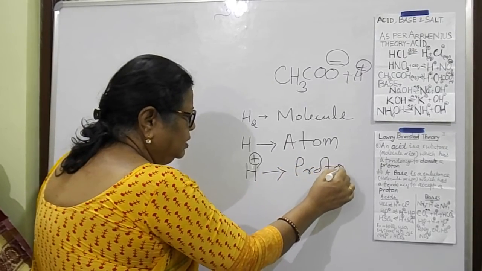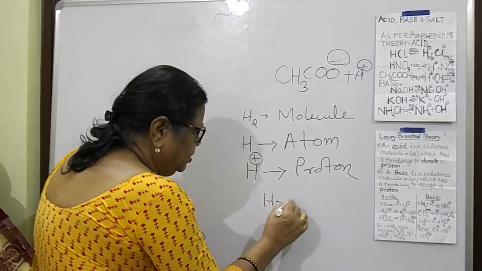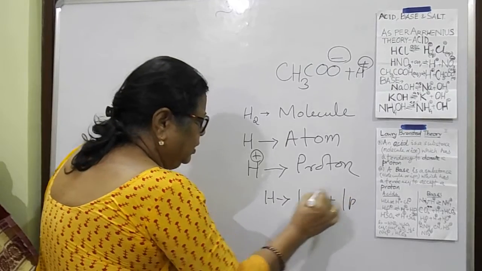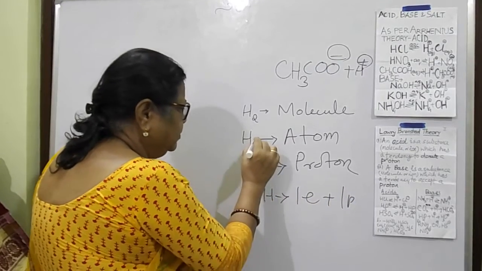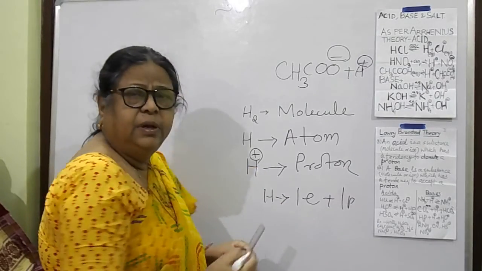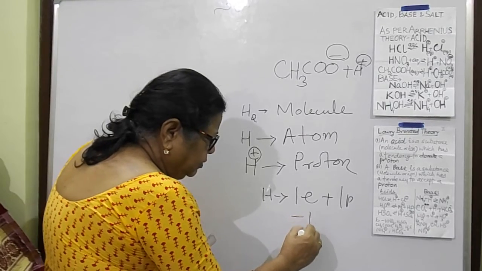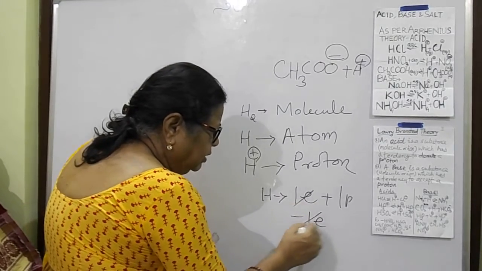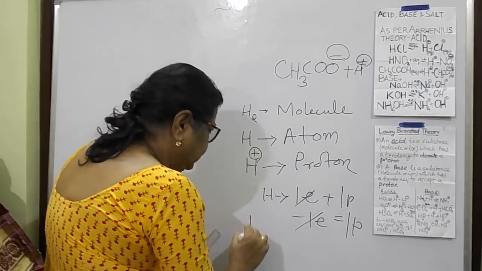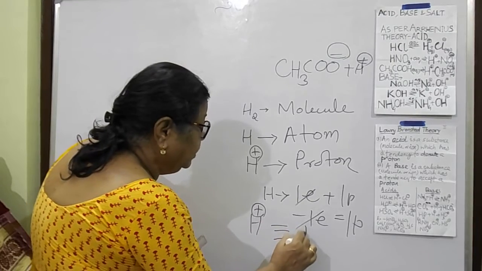How is it possible? A hydrogen atom contains one electron and one proton. If one electron is removed from this atom, then it gives H plus ion, which is equivalent to one proton. If I remove one electron, then one proton remains. So this H plus ion is equivalent to one proton.